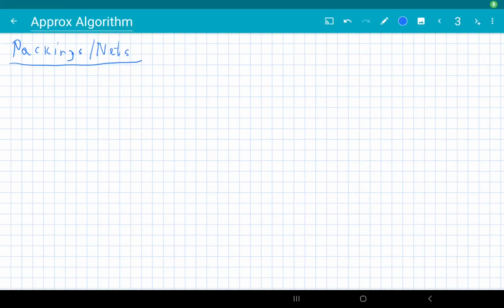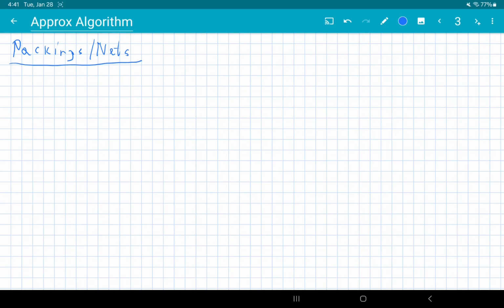We're going to talk about packings and nets. So usually packings in the literature are called nets, but nets in geometry are overused, overloaded. So when I remember, I would try to use the word packing. Once in a while, I'm sure I would use the word nets.